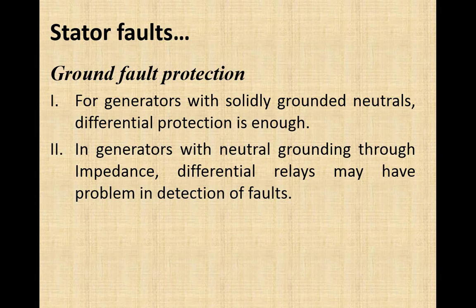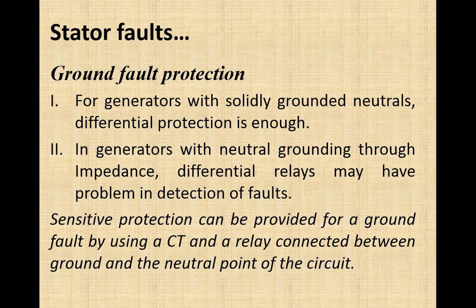In generators with the neutral grounded through impedance, a differential relay may have problems in detection of fault. Shortly, with the help of an example, we'll discuss why a differential relay may have a problem in detecting ground fault. In that condition, when we have intentionally added an impedance to limit the fault current in case of single line to ground fault, a sensitive protection can be provided for a ground fault by using a CT and its connected instantaneous overcurrent relay or time delay overcurrent relay in the neutral circuit.